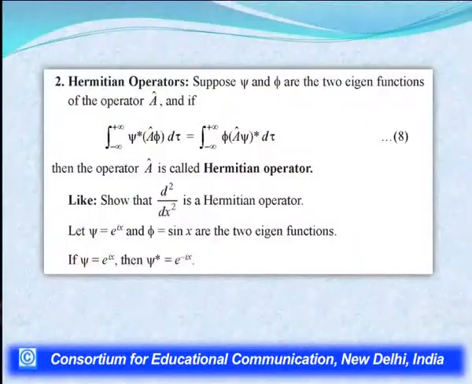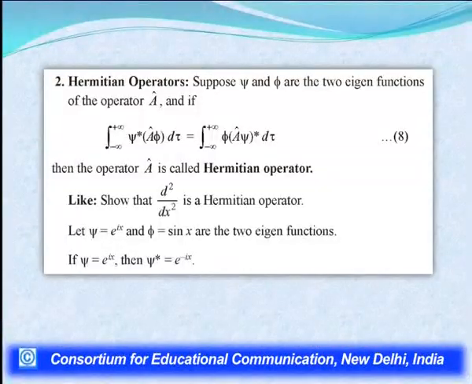Then d tau. This is the left hand side. Then again the integration from minus infinity to plus infinity, then write the second function first, that is phi, and the A operator will again come in the center, and then psi, with the total star. So this is the expression. If an operator satisfies this expression, that is, when the operator is applied on the said functions the values of the right hand side and left hand side come out to be the same, then the operator A is said to be Hermitian.